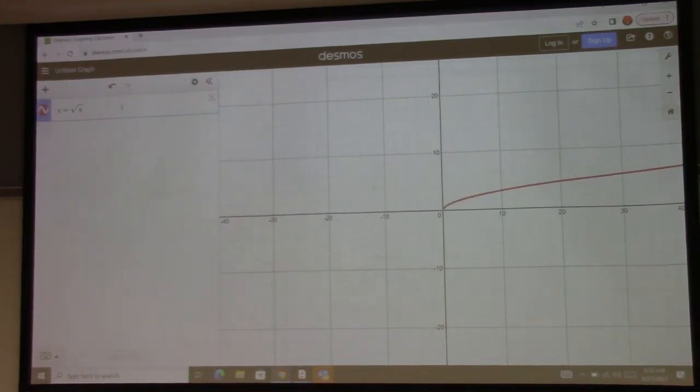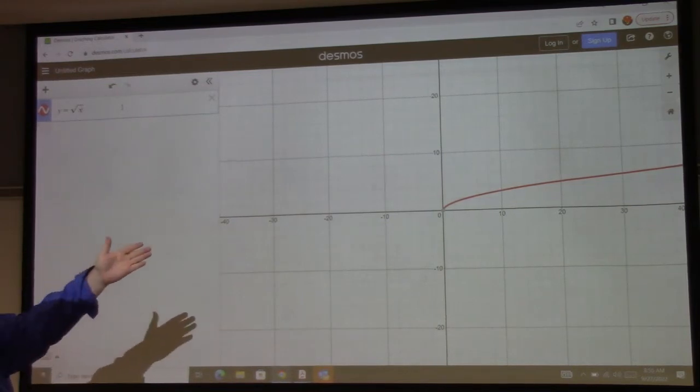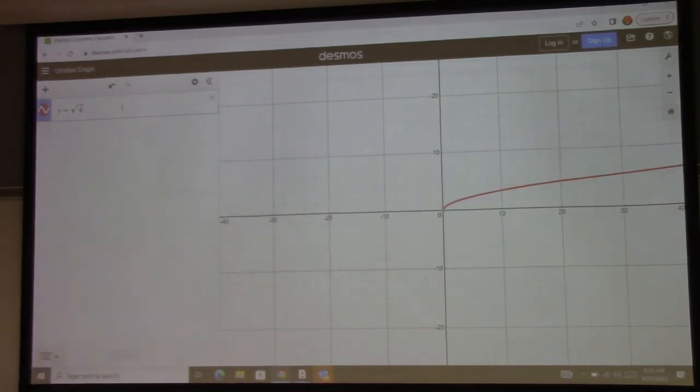Desmos is pretty smart, right? I just typed SQRT and a square root showed up. It's got a lot of nice pre-processing built in. It's pretty user-friendly. There's your square root, right? So what is that? Do you understand what a square root is relative to other things we've done today?